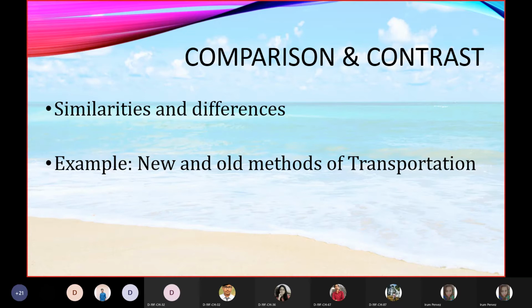This is very simple: you would be comparing two things and looking at the differences and the similarities between the two, to what extent they are similar and to what extent they are different. If you still have any question in comparison and contrast, please let me know.